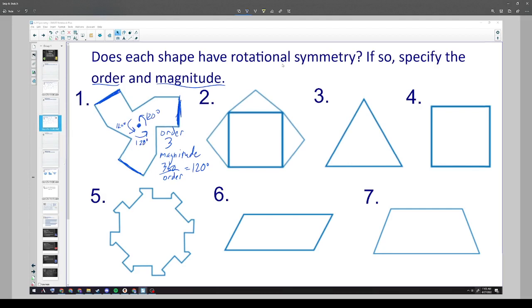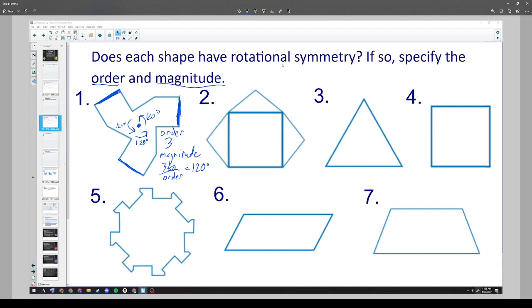So if you have an order and magnitude, they always have to multiply together to make 360, because order is the number of times symmetry is regained, and magnitude is 360 over that number. So now you can pause the video, try the other one, see if you can identify, does it have rotational symmetry at all? And if so, what's the order and magnitude?